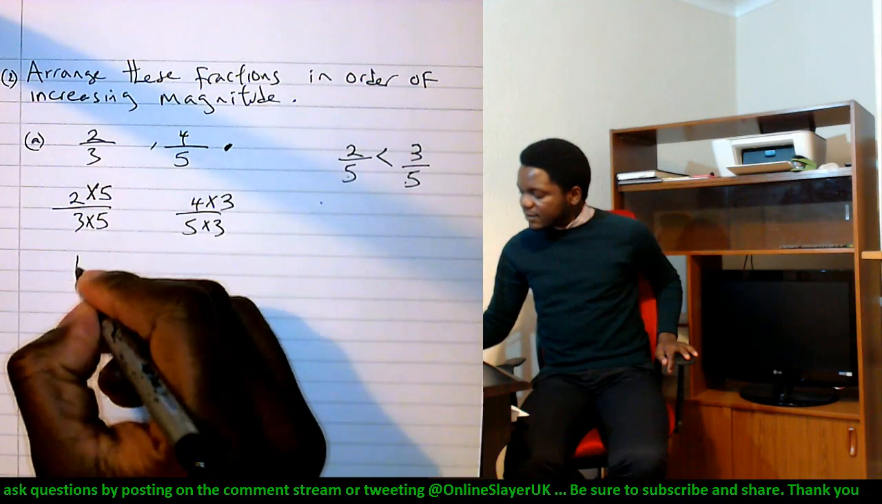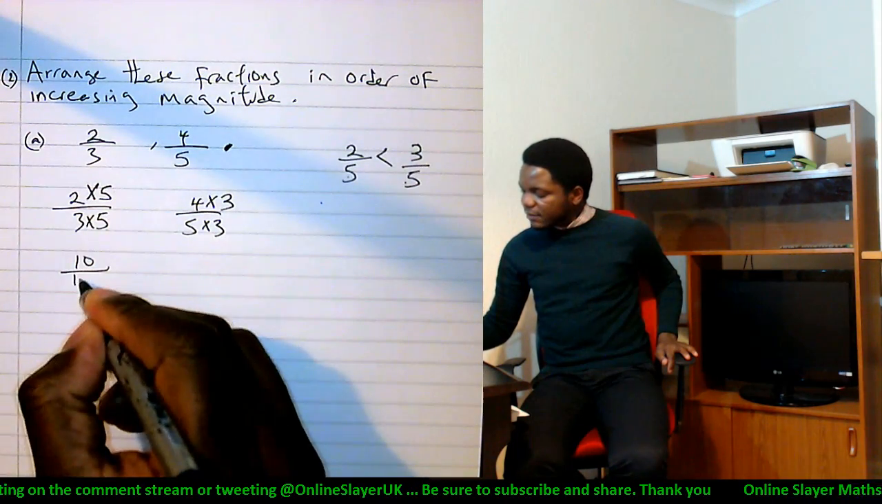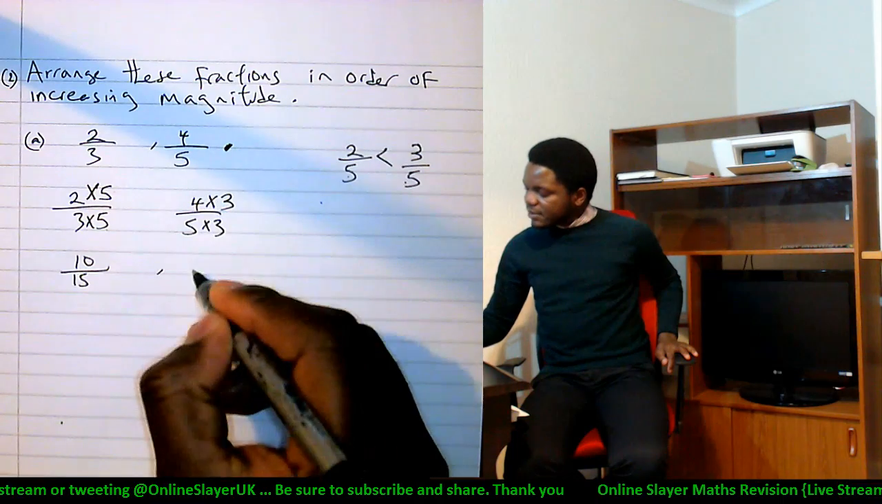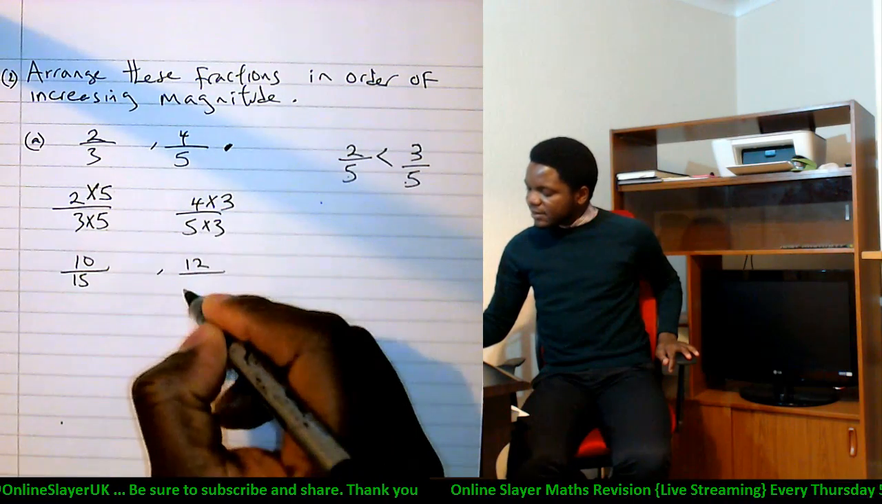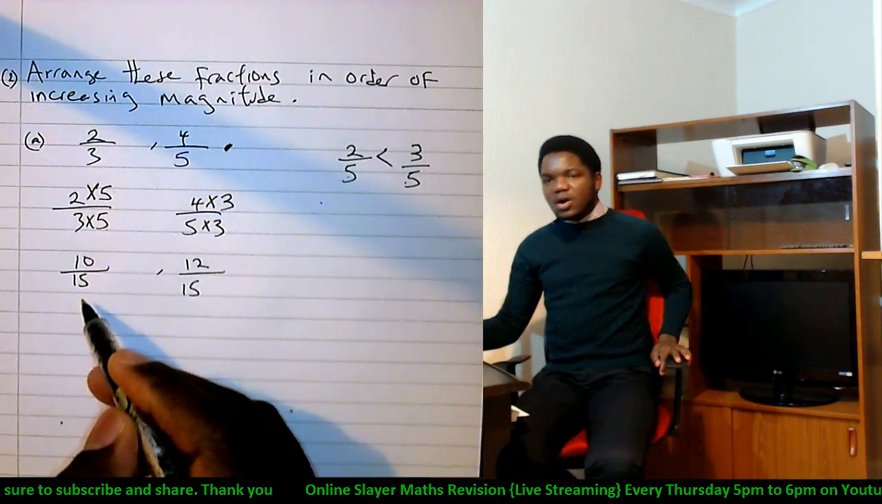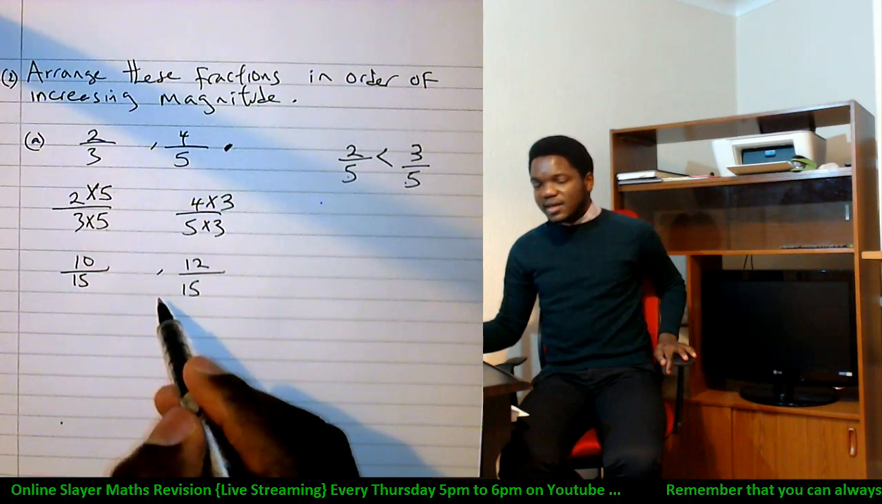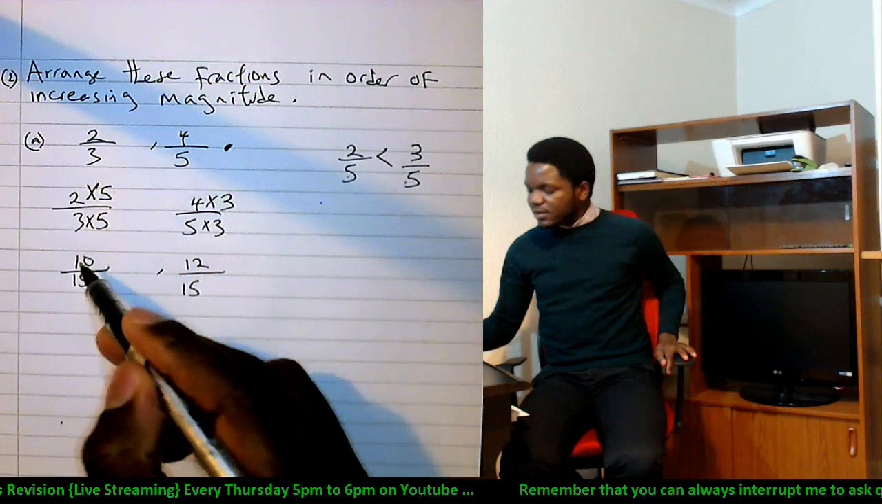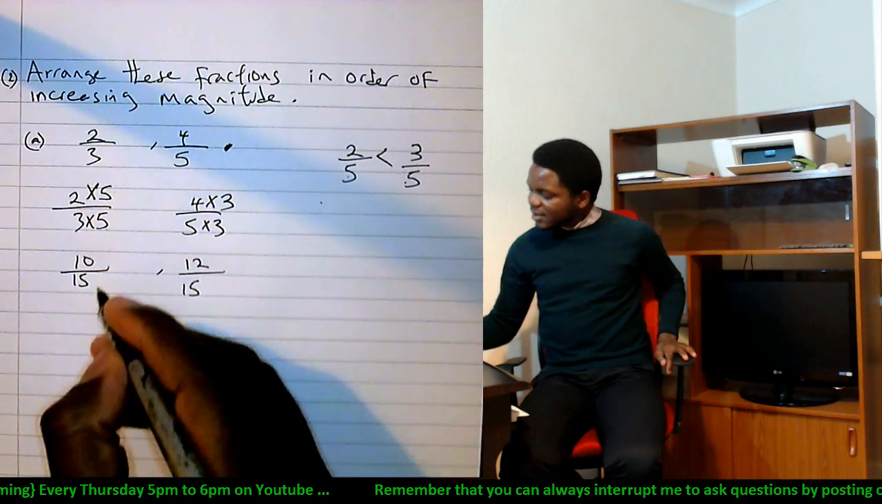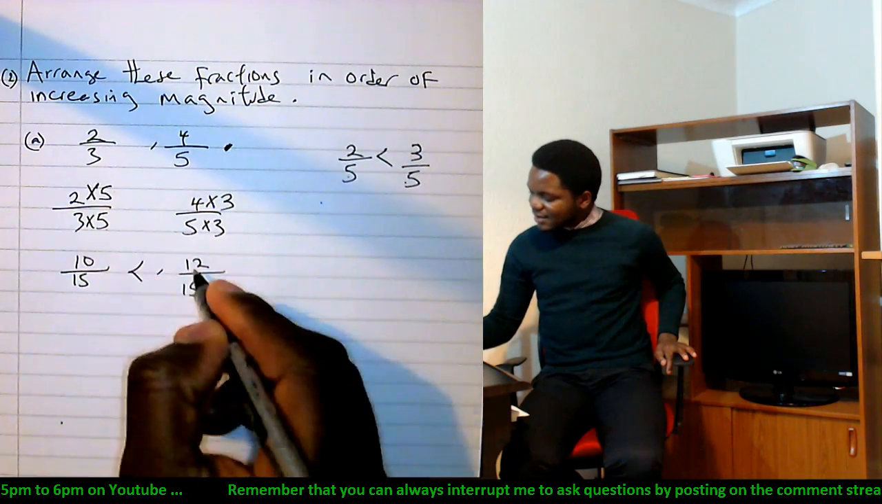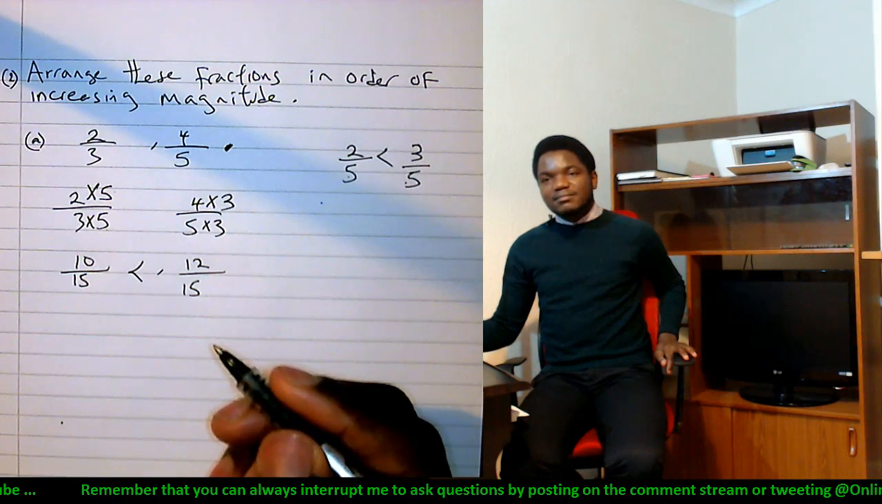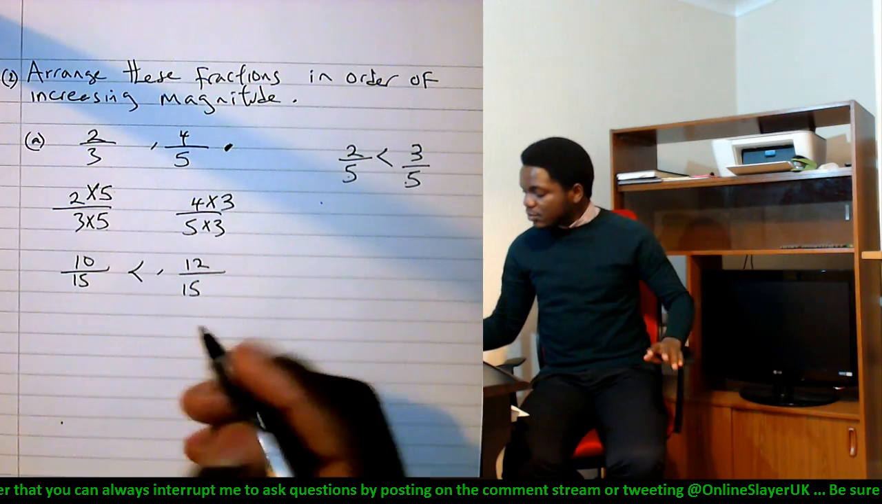2 times 5, 10. 3 times 5, 15. 4 times 3, 12. 5 times 3, 15. Are they or are they not standing on the same platform now? Yes, they are. Which is bigger, 12 or 10? 12. So, this is less than that. Happy? That is the simple way.